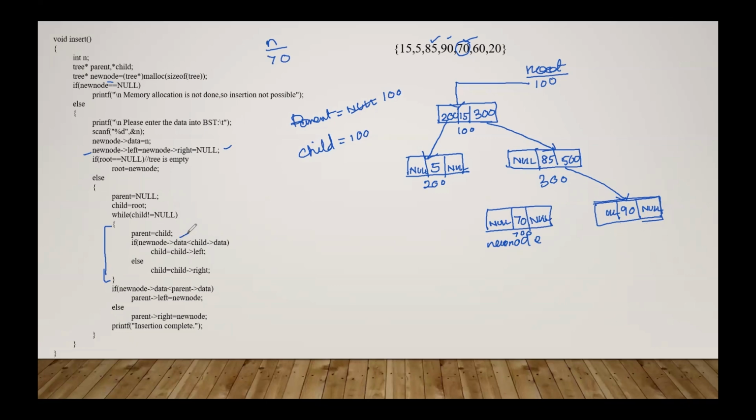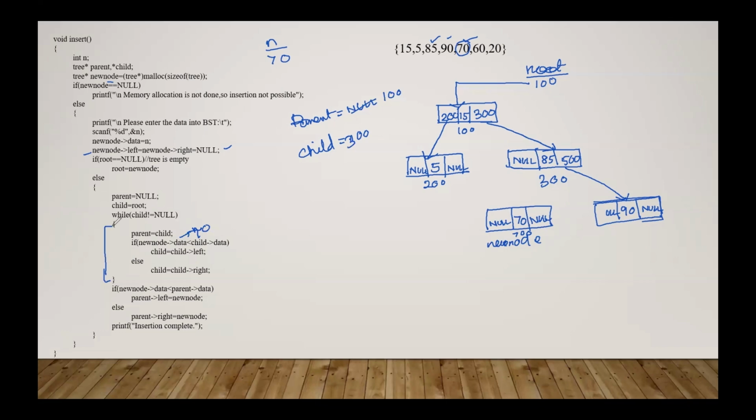So the new node data is 70. Is it less than the child data? The child is 100, and 100's data is 15. No. Then what happens? Child equals child right. What is child? 100. 100's right is 300. So it becomes 300.